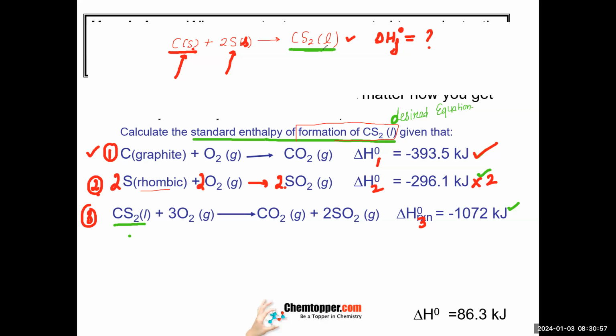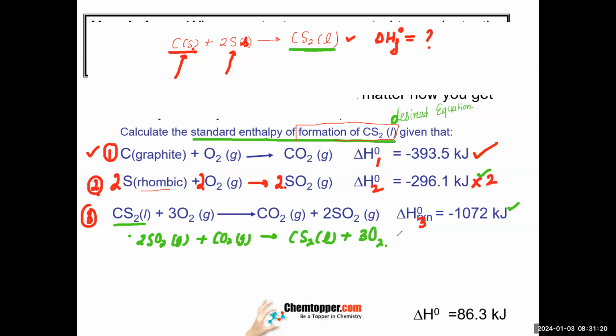Flip the equation. Flip means reverse. So I'm going to change it. This equation I will be writing like this: 2SO2 gas plus CO2 gas giving you CS2 liquid. Don't worry about anything else.